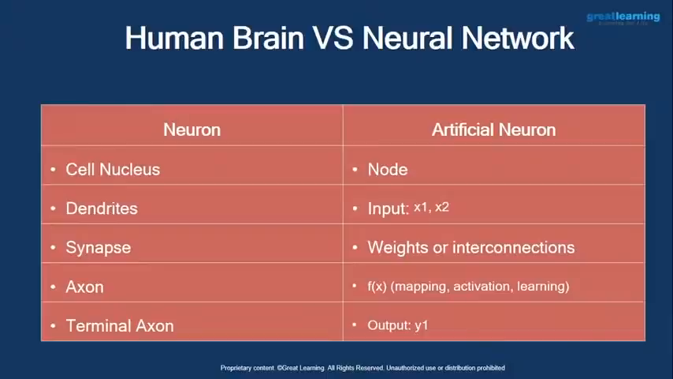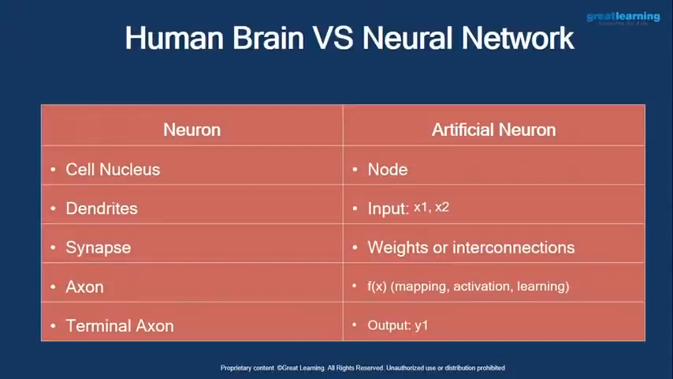Okay, I got a question from Bharat: why go for the human brain versus the neural network? We all know that a neural network is basically a replica of the human brain. People who are new to this domain want to know what is similar between the human brain and the neural network. So I just want to clarify what we have in the human brain, what we have in the neural network, and how we can compare them.